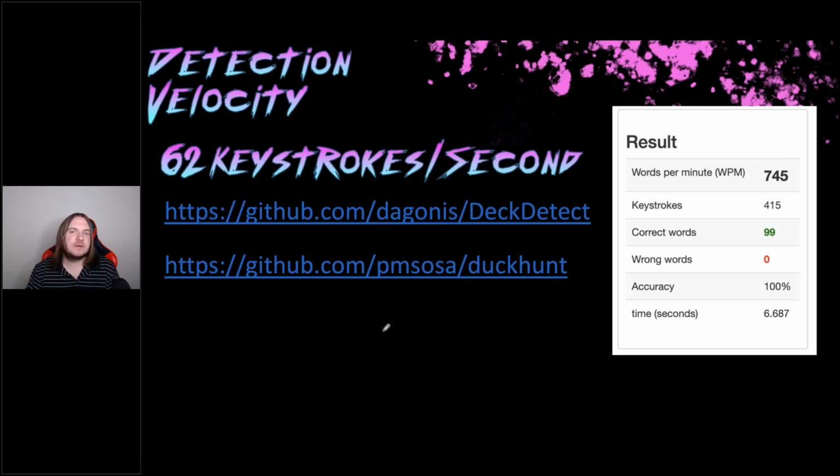My favorite detection by far is velocity. These keyboards don't type at the same speed as a normal human being. They type very, very fast, right?